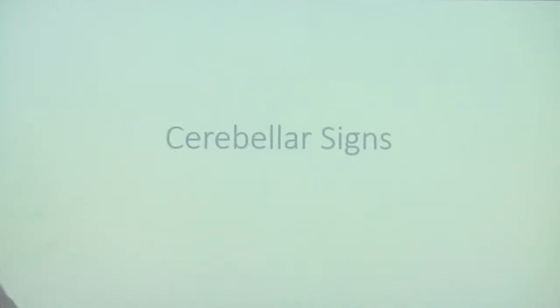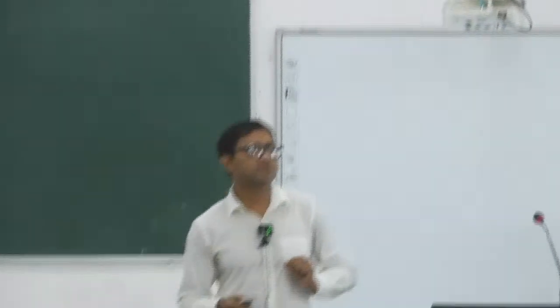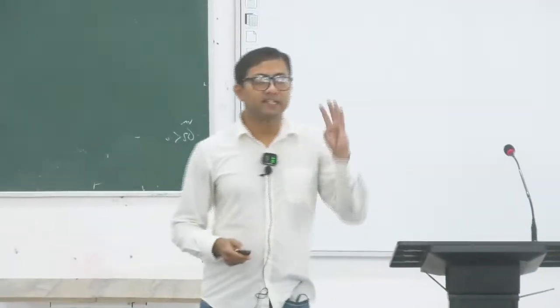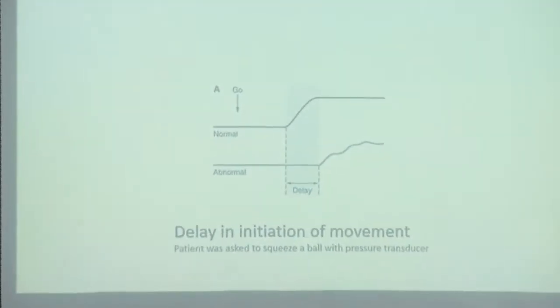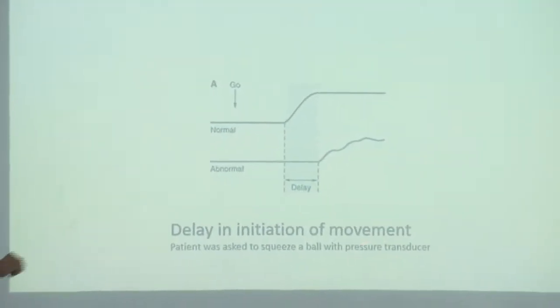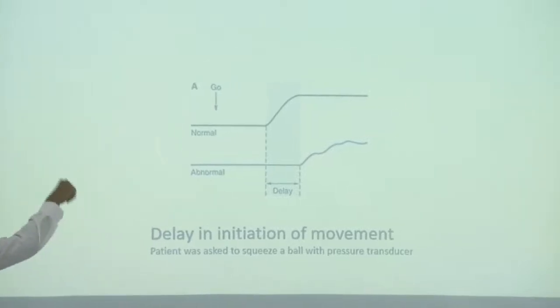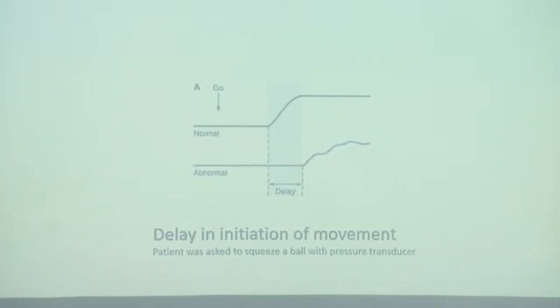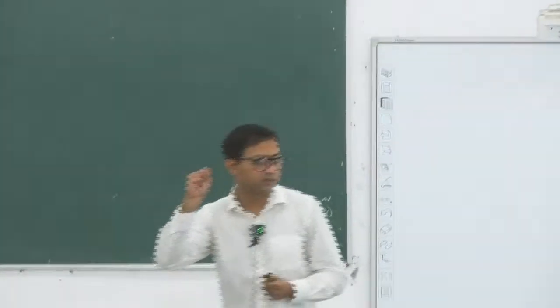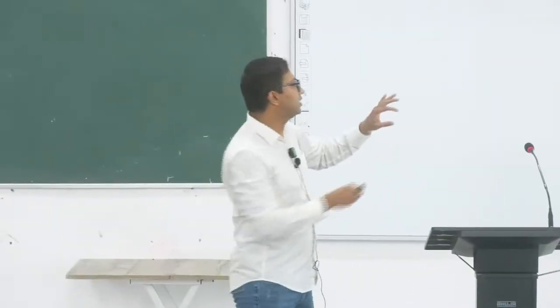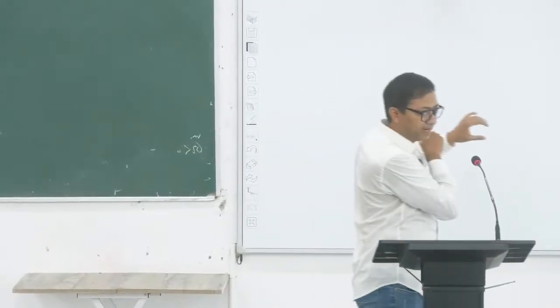Okay, I repeat. Cerebellar signs. All of you remember. What was the first point? Yes. Number 1, delay in initiation of movement. So the patient was asked to squeeze a ball with a pressure transducer, and we get a curve like this. The transmitted pressure is measured in this graphical pattern.